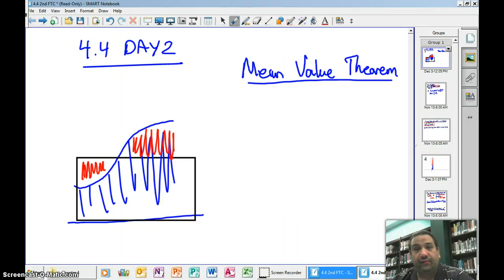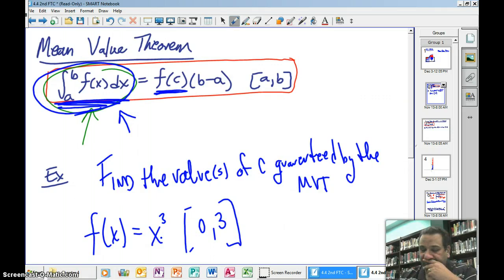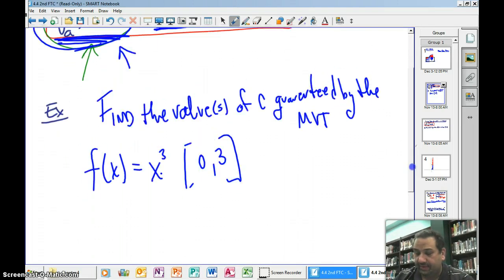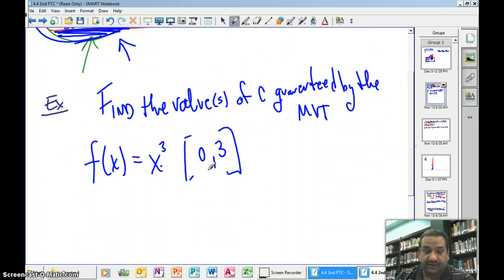So there's a formula that we're going to follow for it. The mean value theorem says the integral, or the area under the curve from a to b, is going to be f of c times b minus a, on some interval a, b. Always looks crazy. Let's do an example. Find the value of c guaranteed by the mean value theorem for x cubed on 0, 3.